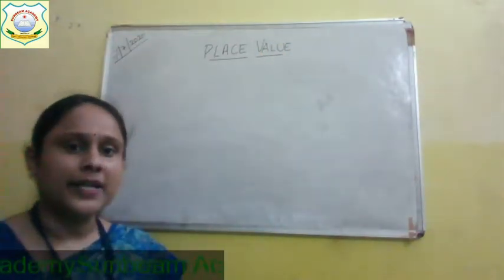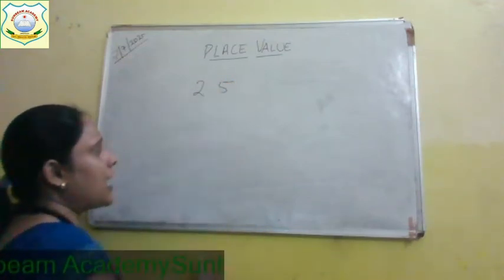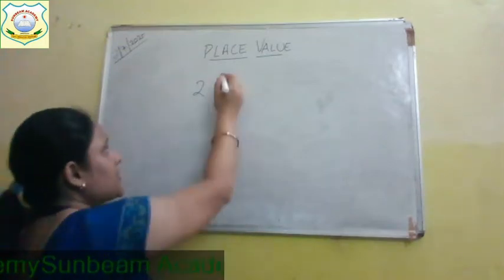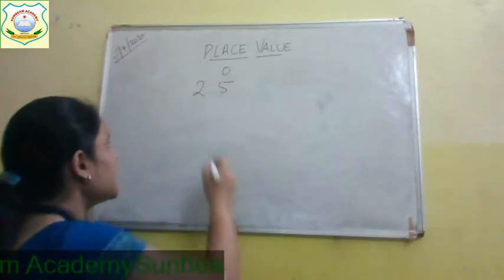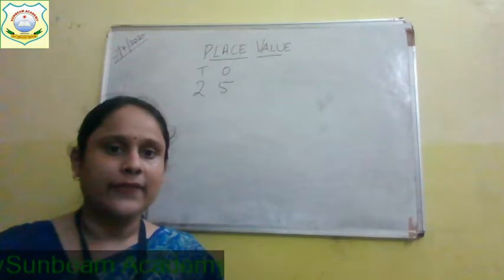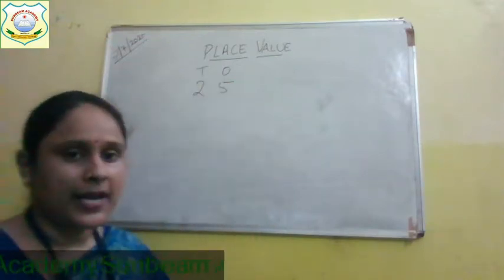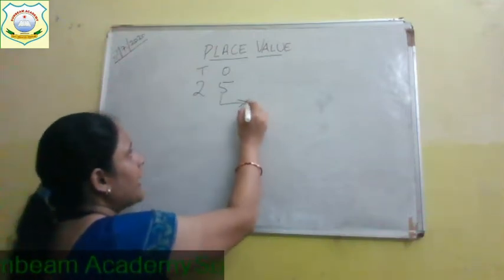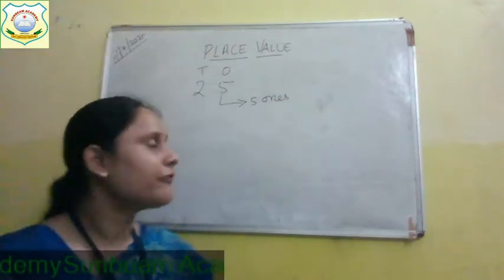Suppose the number given to you is 25. Now, 5 is on which place? 5 is on ones place and 2 is at tens place. So, what is the place value of 5? As 5 is in ones place, the place value of 5 is 5 ones, or we can say 5.